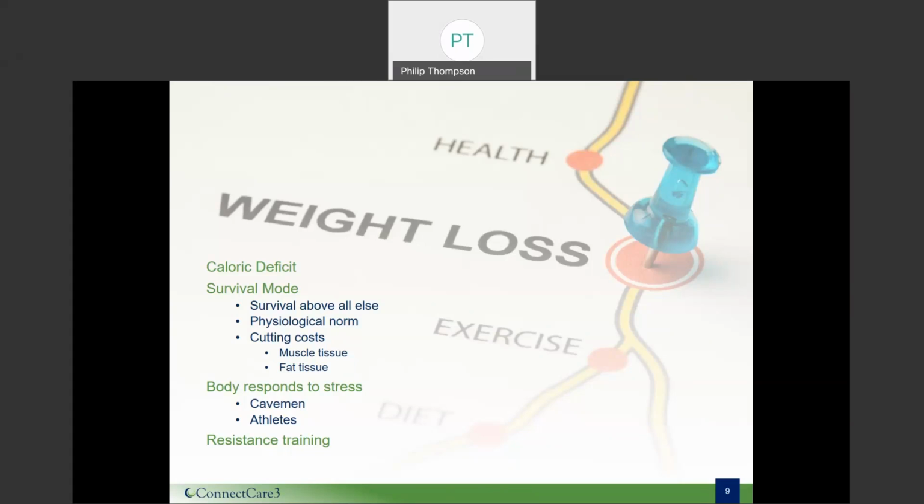Cavemen had to go long periods of time without eating at times, but they're still big, strong, and fast. Why? Everything our body does is to respond to stress. It's not like you think to yourself, oh, I want to be really fast, so you start sprinting and your body just knows, oh, you want to be really fast, so it becomes better. No, by sprinting, your body thinks that's a survival thing it needs to do. So it becomes better at doing it.